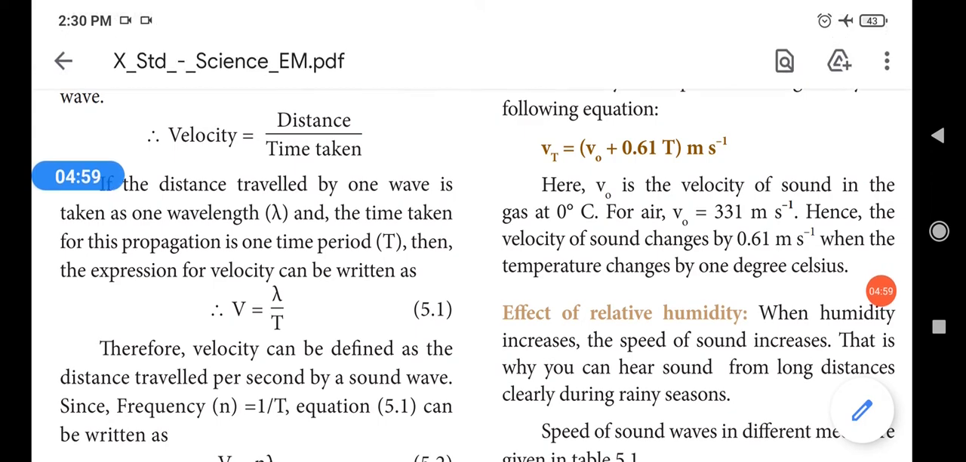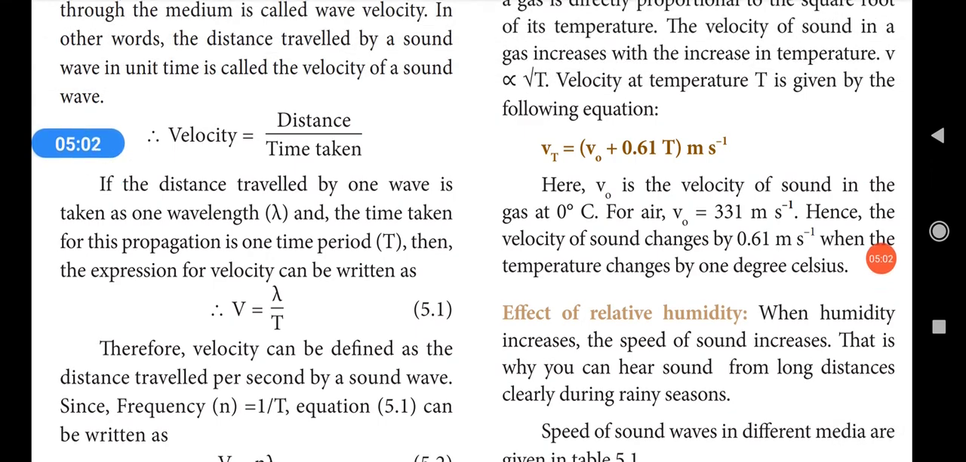distance. Okay, if the distance traveled by one wave is taken as one wavelength, already I have explained.